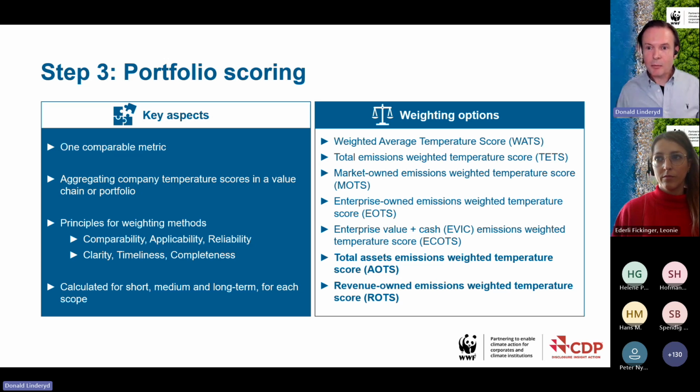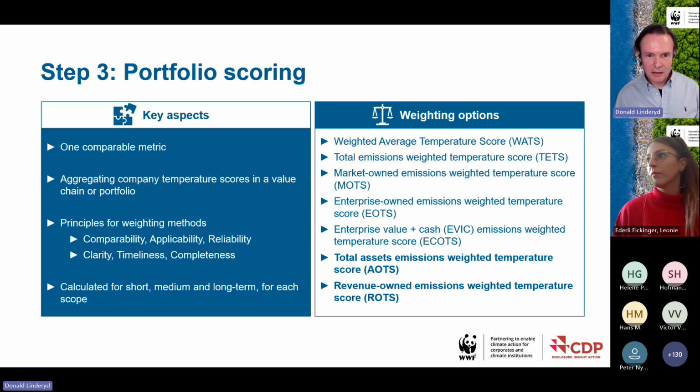We obviously use the same comparable metric as for companies, the temperature score, naturally. And to aggregate these, we developed 7 different weighting options. There are different pros and cons to these. When we developed these weighting options back in 2019, 2020, I think it was, the data landscape for GHG data looked very different to what it does today. So that reflects some of these weighting options. But you should always be able to use the weighted average temperature score methodology. Maybe in some fringe case you can't, but you should be able to use that.